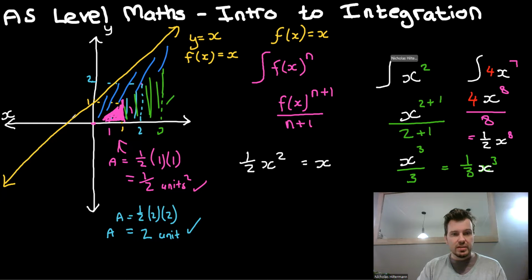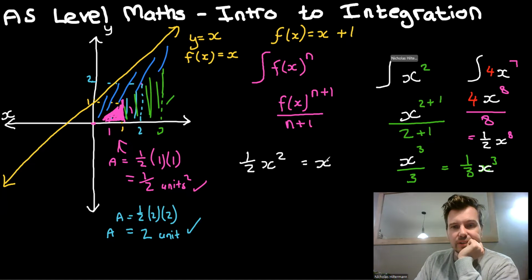This graph here is the new graph that we found. Do you see that it's the x graph, but it's shifted up by 1? So how does that work? When I find the integral of this, in other words, the slope of this graph is the same as the slope of this graph.